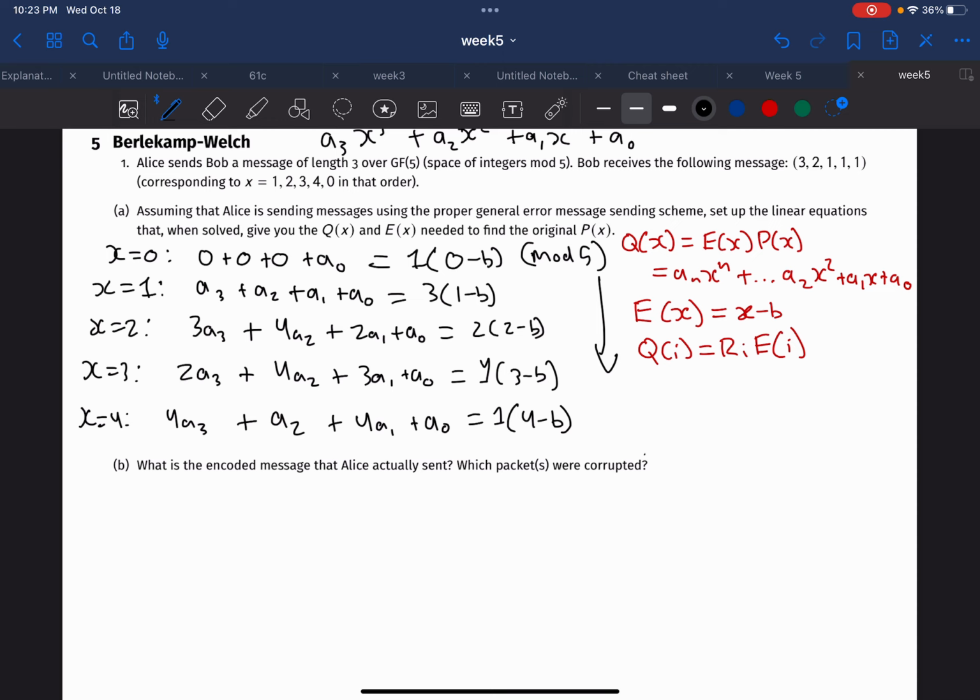And so if we solve this system of equations using something like the Chinese remainder theorem, or Gaussian elimination, we are left with b is equal to 3, a_3 is equal to 1, a_2 is equal to 3, a_1 is equal to 3, and a_0 is equal to 2.